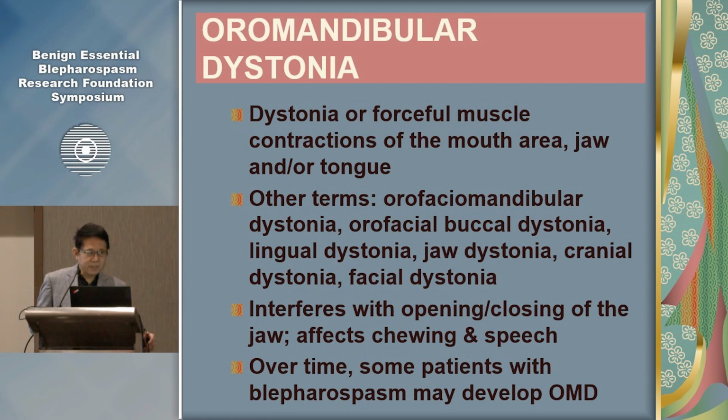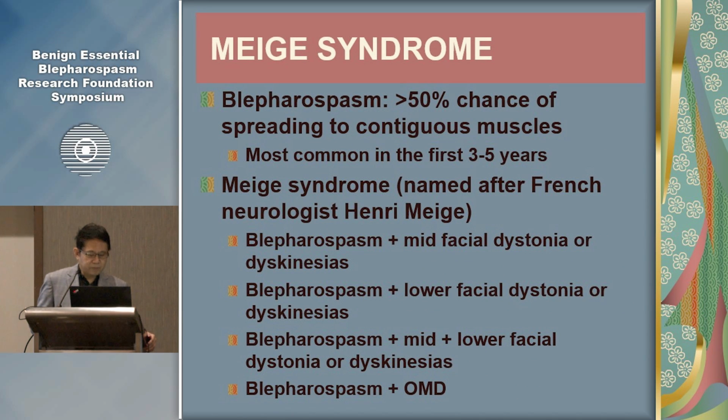And then over time, as we heard from Dr. Mahant, some patients with Blepharospasm may develop OMD. That begs the question, what percentage of patients with Bleph eventually develop OMD during their lifetime? It's about 50% or a little bit more, depending on which studies you read. The most common period where OMD, or mid-or-facial dystonia after Bleph, can manifest would be the first 3 to 5 years. But the truth of the matter is that this can occur anytime during the course of Bleph. Just because you've had Bleph for 4 or 5 years doesn't mean that you have zero chance of the Bleph spreading to contiguous muscles.